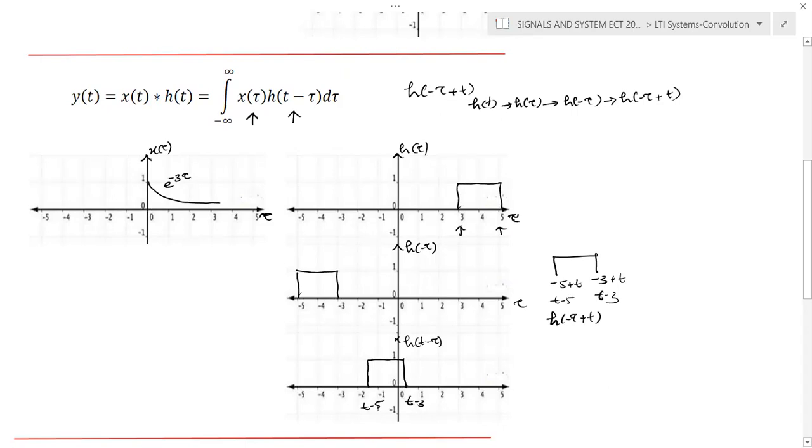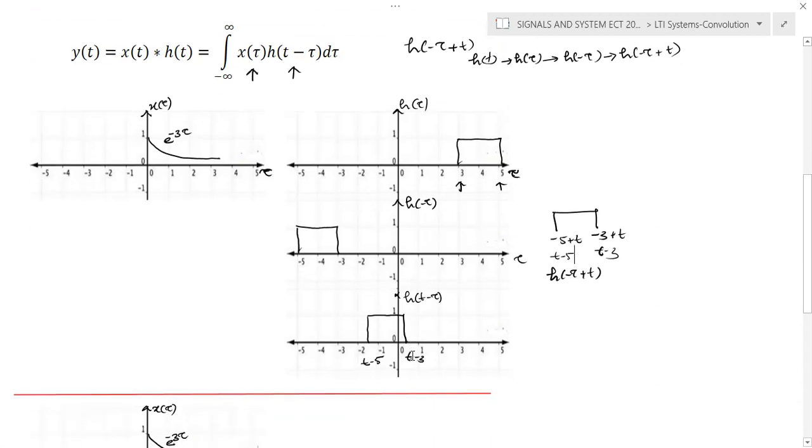So the star, you can indicate the endpoints at t minus 3 and t minus 5. This is actually h of minus 2 plus t, or you can say h of t minus 2. Okay, now we have x of tau and h of t minus 2. Now we can evaluate y of t for different values of t. So we will fix x of tau and we'll draw h of t minus 2 for different values of t.